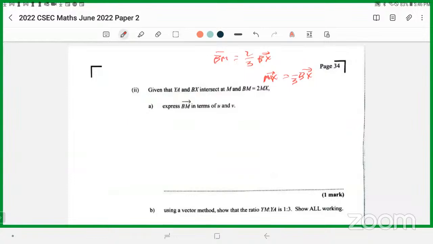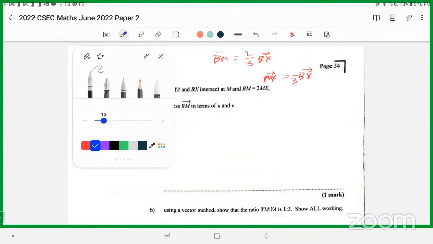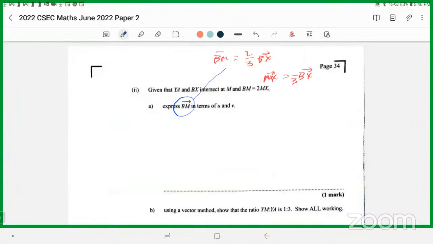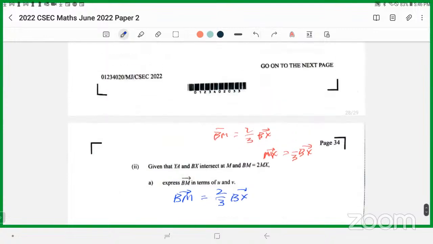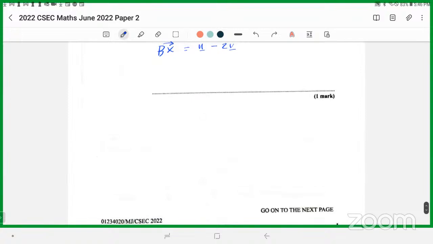And see there, they're asking us for the BM, which is this. But I want the answer in terms of U and V. So the BM, as we said, based on the ratio of the line, is 2/3 of the entire line BX. Remember what the BX was? The BX was U minus 2V.